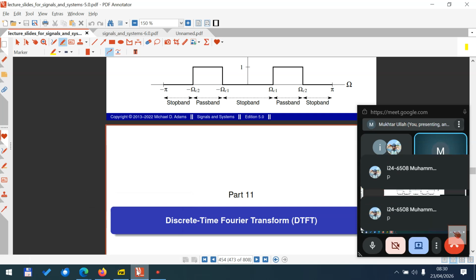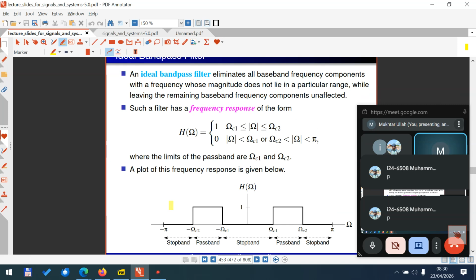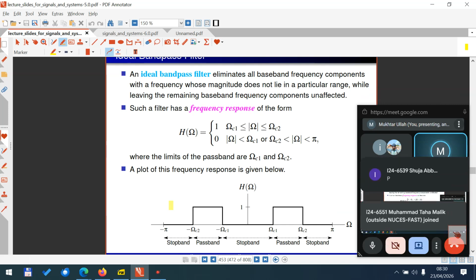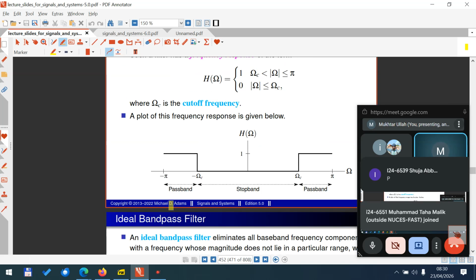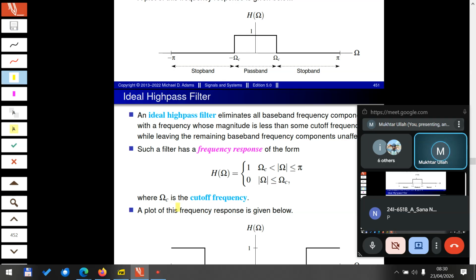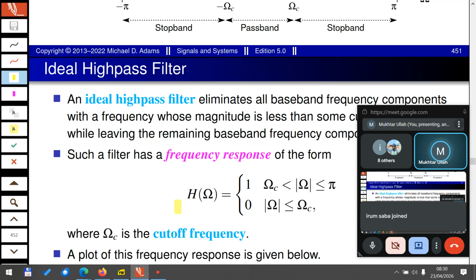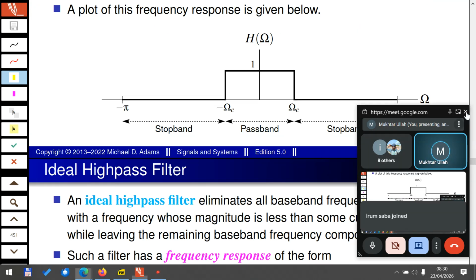We will continue with our discussion of discrete time Fourier series and then the DFT, the discrete Fourier transform. I'm actually skipping some parts of these slides because they're very similar to what we had before.